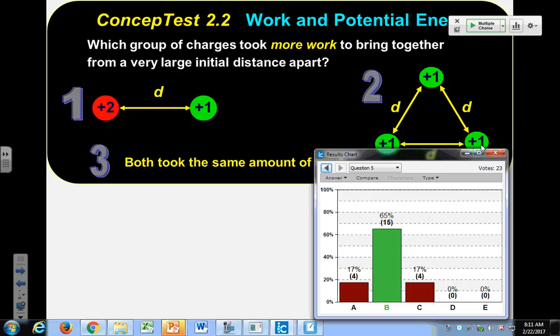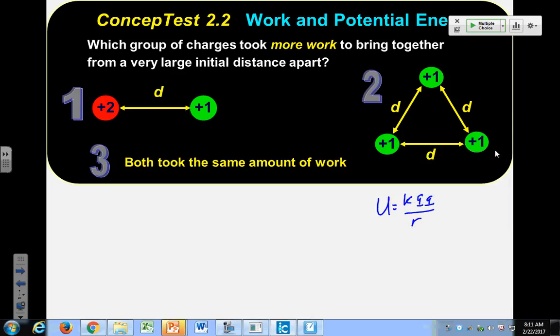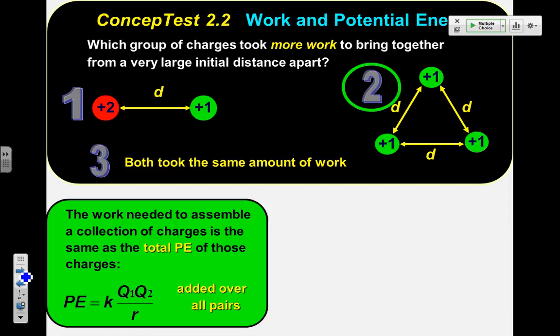Okay, good. B is right. Remember, you have to consider each individual configuration of charges. Let me just go to the next slide. Add it over all the pairs.